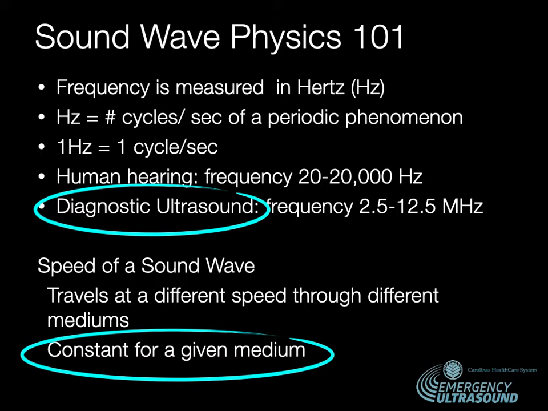We humans normally hear at a frequency of 20 to 20,000 hertz. Diagnostic ultrasound works at a frequency of 2.5 to 12.5 megahertz. The speed of sound wave is different as it travels through different mediums. However, it is constant for a given medium.